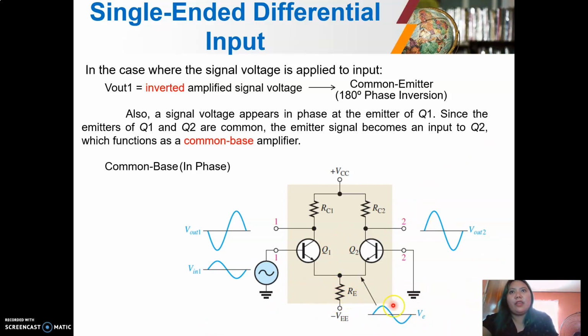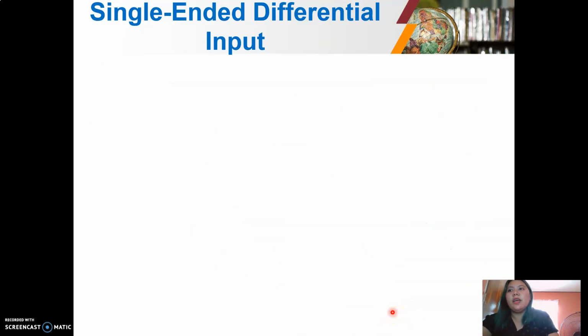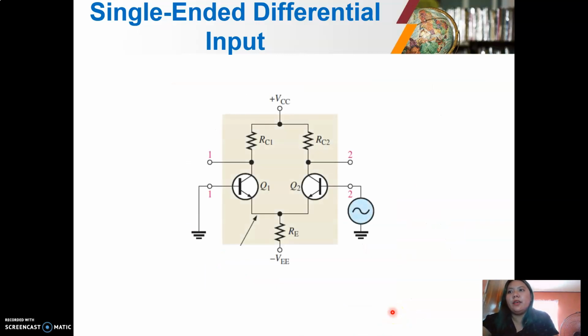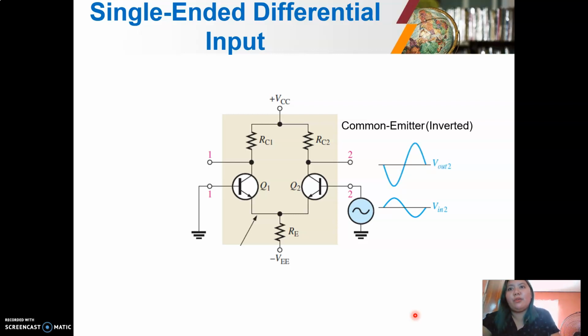Yan, in phase. And for the last slide, naman natin yung sa kabila, yung input voltage. Tapos yung isa naman ay ikakabit sa ground. So, if ganito, syempre ganun lang din ang mangyayari. So, itong transistor na to, go-work siya as a common emitter. At alam natin kung common emitter to, we would expect na inverted yung signal, inverted yung output natin dito.